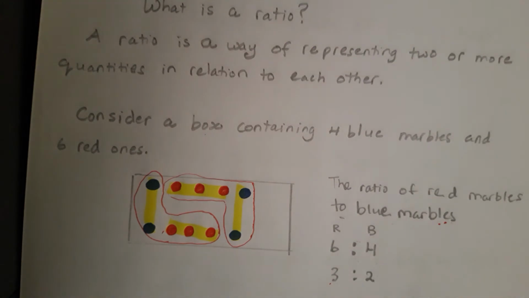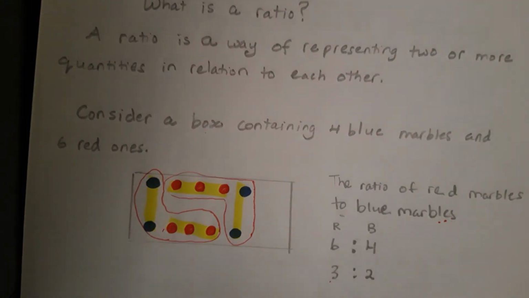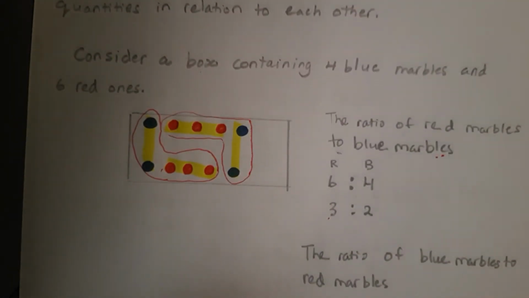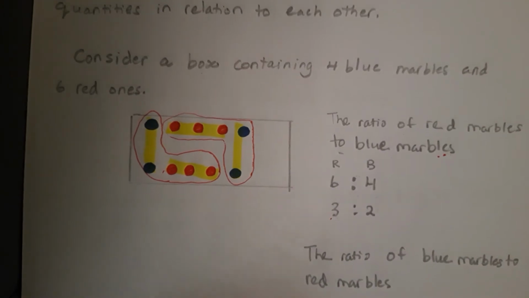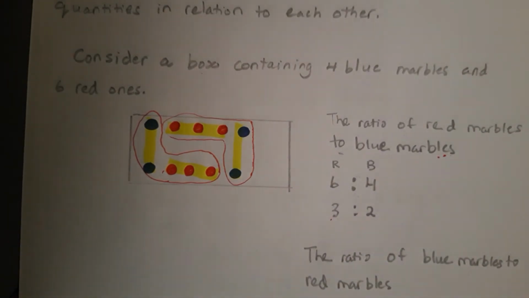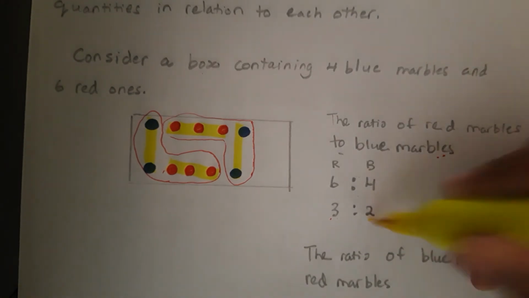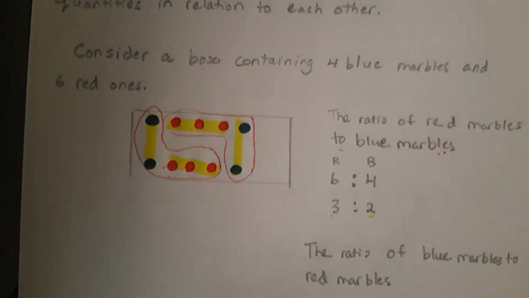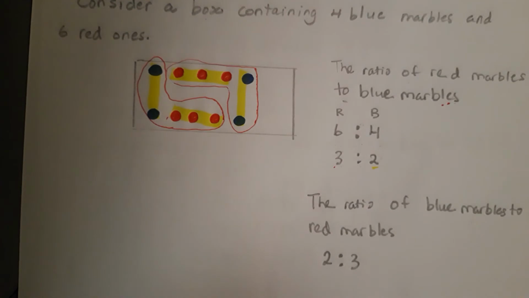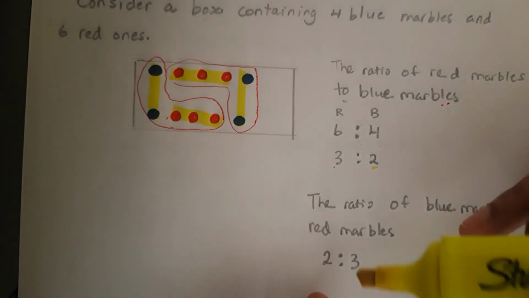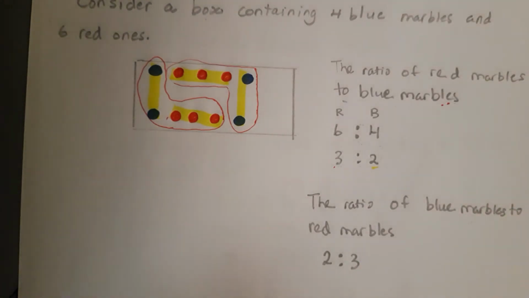Now, let's look at the same question but in a different order. What would be the ratio of blue marbles to red marbles? Now, the question is similar, but the order is different. They'd like to know blue marbles to red marbles. So the number representing blue marbles, which would have been 2, comes first in the ratio. So the ratio of blue marbles to red marbles is 2:3. Order is very important when dealing with ratios.